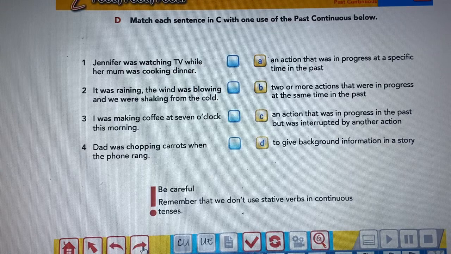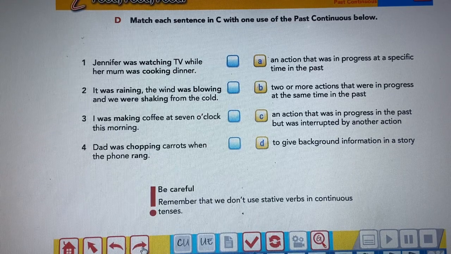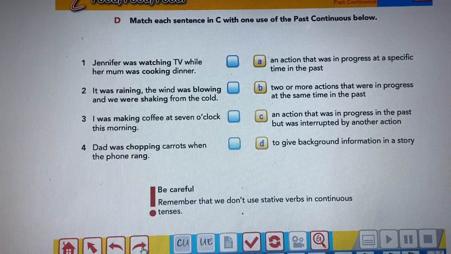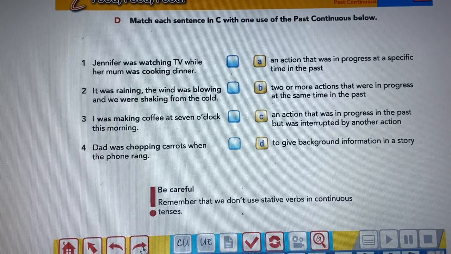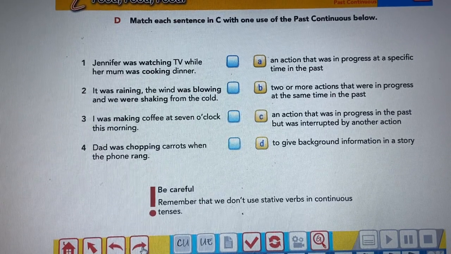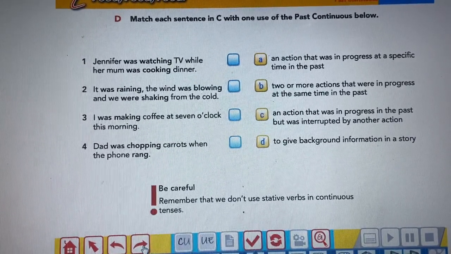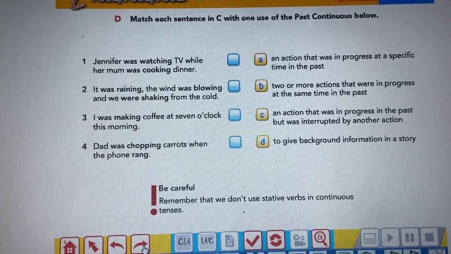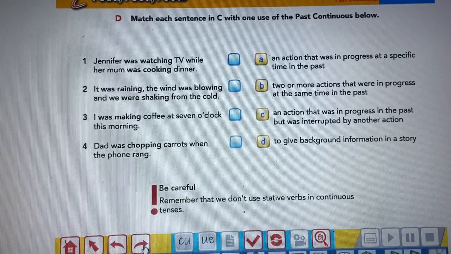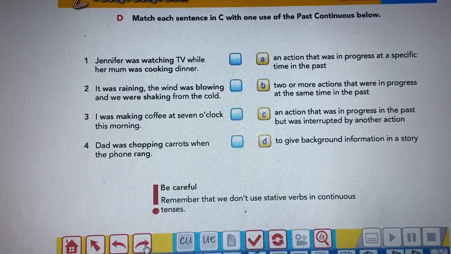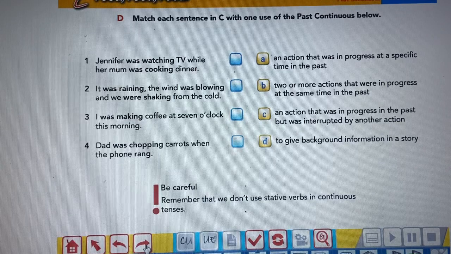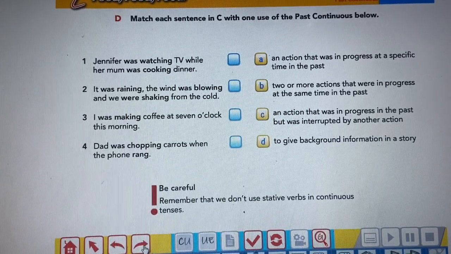1. Jennifer was watching TV while her mom was cooking dinner. 2. It was raining, the wind was blowing, and we were shaking from the cold. Number 3. I was making coffee at 7 o'clock this morning. Number 4. Dad was chopping carrots when the phone rang.